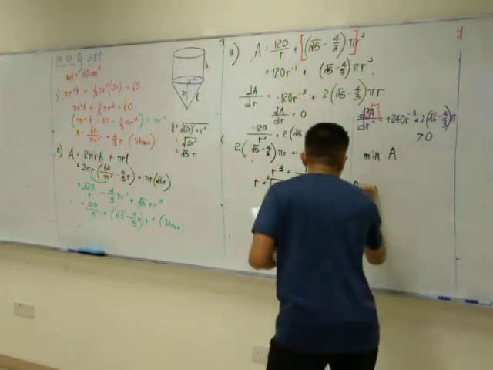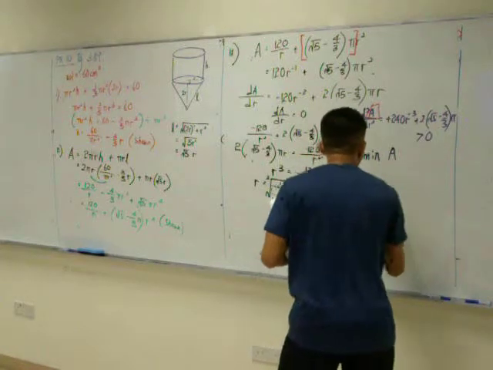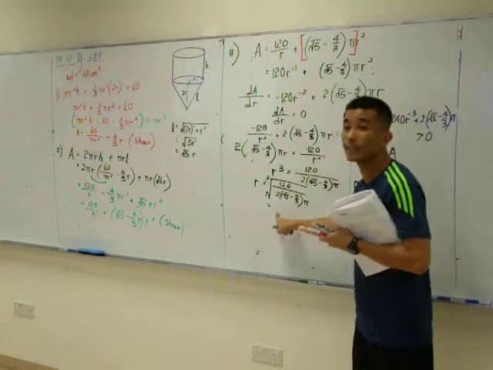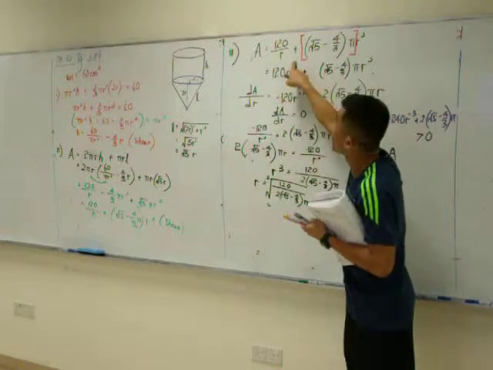Now find the minimum area. How to find this minimum area? Substitute this value of r inside where? The area formula.